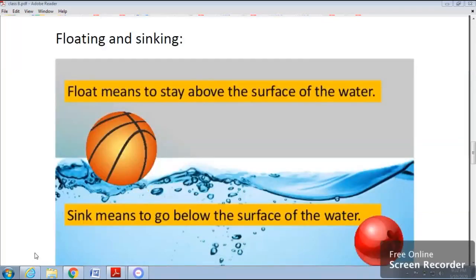Before discussing the conditions of floating and sinking, I just want to explain: float means to stay above the surface of water, and sink means to go below the surface of water. So, for floating and sinking, there are three conditions. In the very first condition, when the body is immersed in a fluid, the weight of the body acts vertically downward.